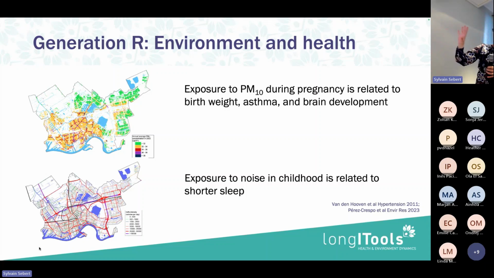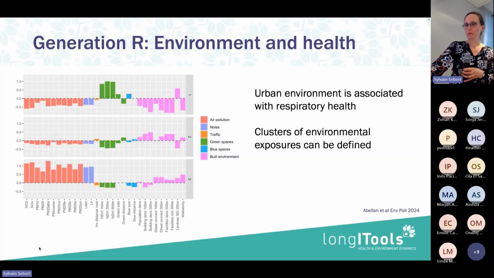What we were able to show is that, in this case, PM10, but we can say air pollution exposure during pregnancy is related to things like birth weight, asthma, and brain development. So it's related to child health. And if you look at noise, it's related to shorter sleep. So environmental factors have been related in a single study, Generation R, to various health outcomes in children.